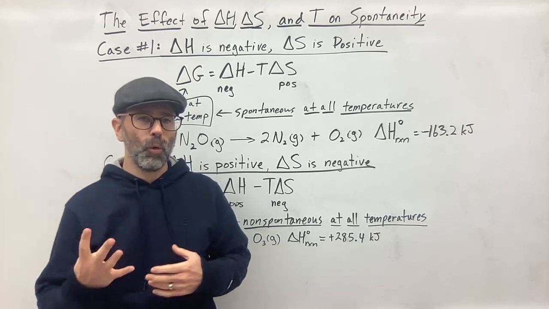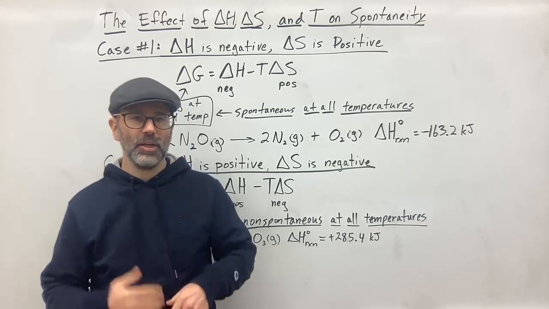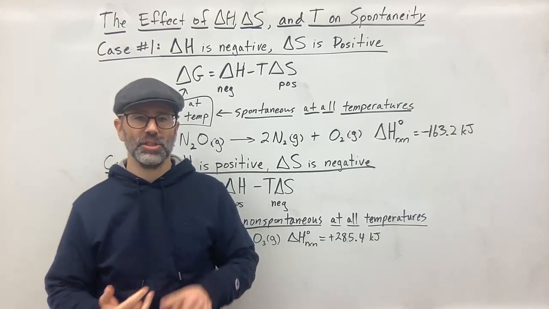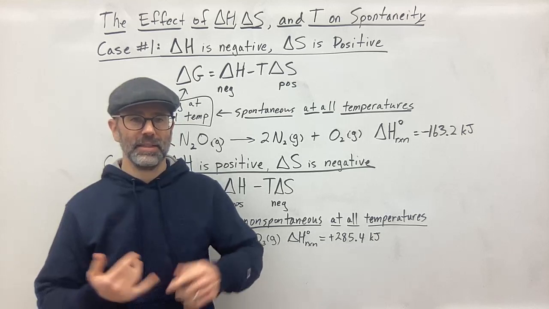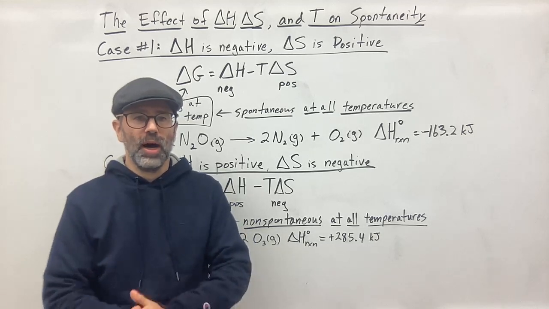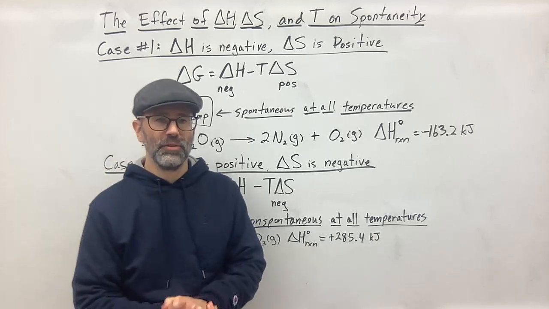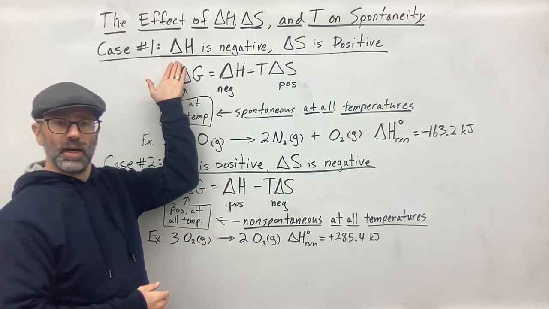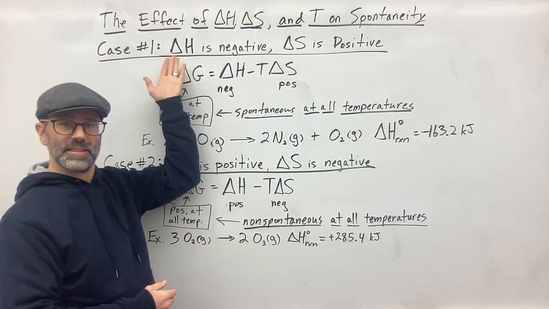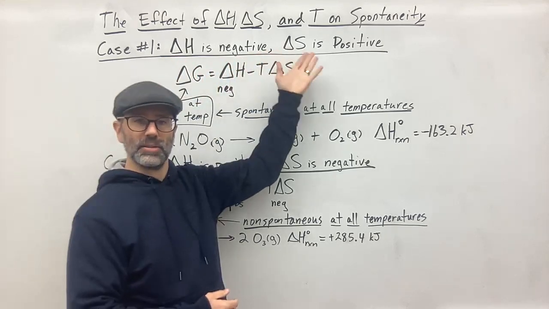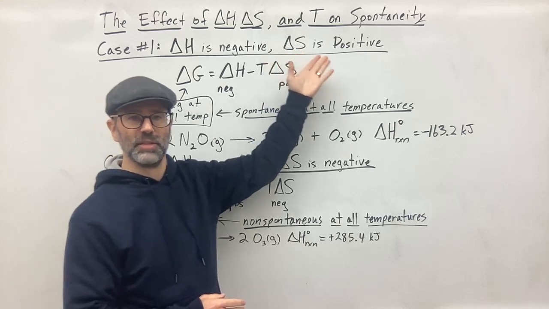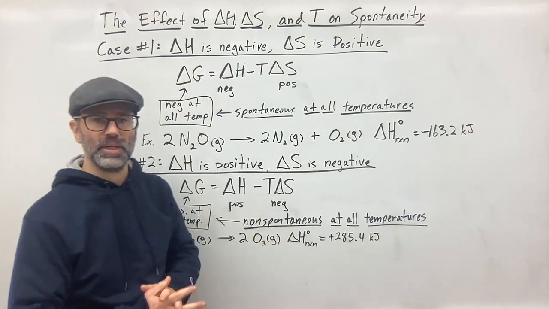So I'm going to go over four cases that you're going to run into with respect to delta H and delta S and temperature. And so let's get into these four cases. So the first case is where the enthalpy is negative and delta S is positive. So the change in entropy is positive, yet the change in enthalpy is going to be negative.